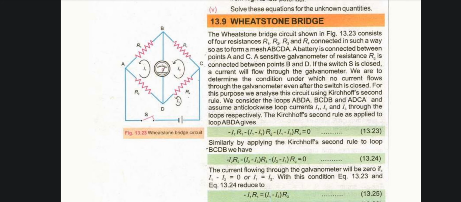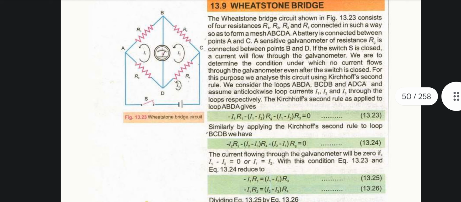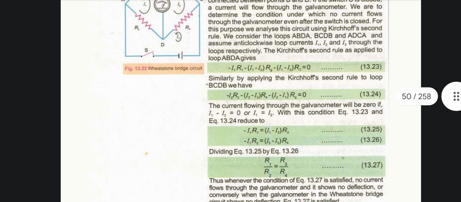If the switch S is closed, a current will flow through the galvanometer. We want to determine the conditions under which no current flows through the galvanometer even after the switch is closed. For this purpose, we analyze this circuit using Kirchhoff's second rule. We consider the loops ABDA, BCDB, and ADCA, and assume anti-clockwise loop currents I1, I2, and I3 through the loops respectively.